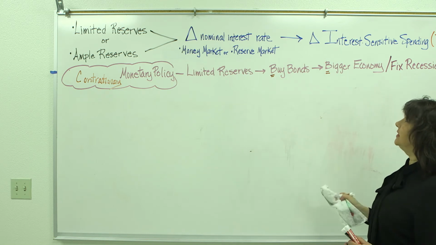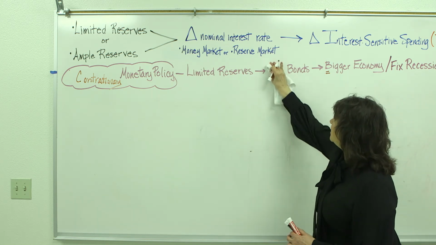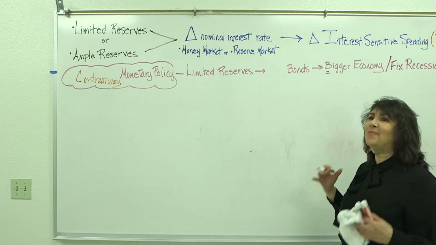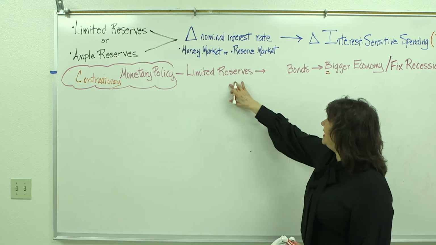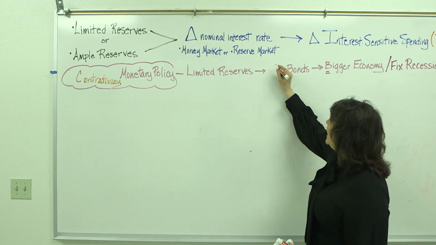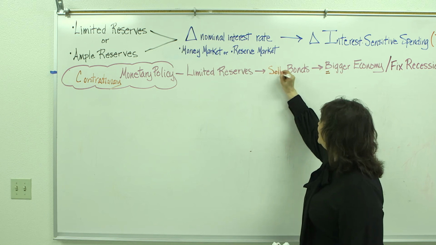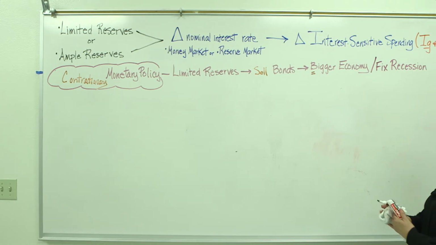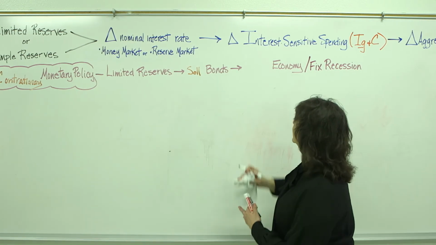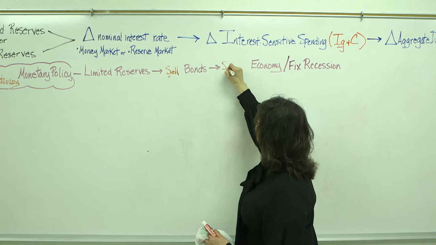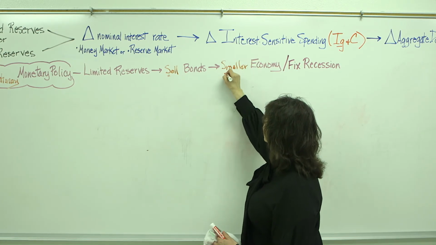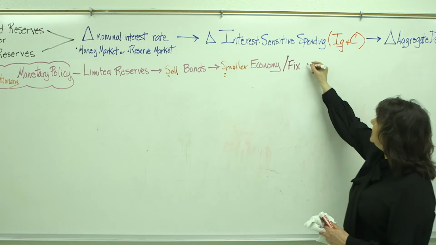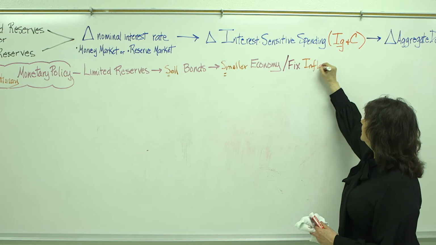We're still using limited reserves, but now we're not going to buy bonds. I don't want more money in the economy. I want less money in the economy because I don't want people spending as much. So limited reserves needs to become less available. We don't want banks making loans to people. So I'm going to sell bonds, and as you know, take the S in sell and associate it with smaller economy, because what we're trying to do now is fix an inflation.